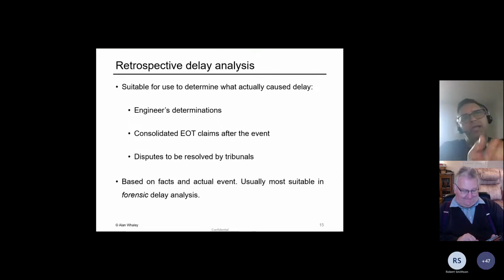And obviously, if you're in court or if you're in adjudication, we wouldn't normally want to do a prospective delay analysis, say in limited circumstances. Perhaps we're under an NEC contract and there's a CE that's disputed or something like that, a compensation event. But generally speaking, tribunals, as we'll see a bit later, tend to prefer retrospective delay analyses. So because retrospective delay analysis is based on facts and actual events, this is usually much more suitable to forensic delay analysis, the sort of delay analysis we use in legal disputes.